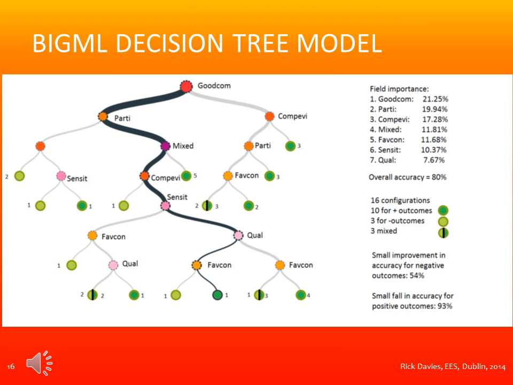This is another decision tree produced using the same data, using an online service called BigML, and this decision tree is more complex. It's got more branches, and in this case there are 16 configurations which explain the same number of outcomes. Even though it's a more complex model, the overall accuracy is somewhat less, at about 80%. There's been an improvement in the identification of negative cases, up from 36 to 54%, but a fall in the accuracy of positive cases. So more complex models don't always deliver more accuracy, although generally that might be expected.